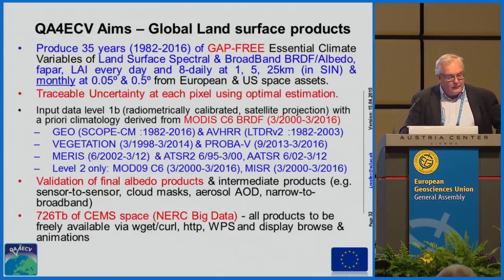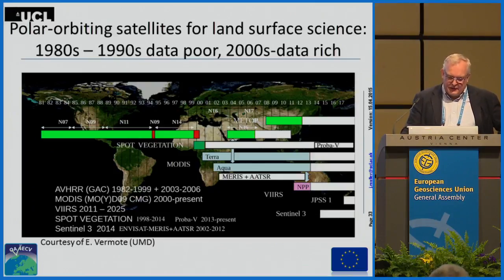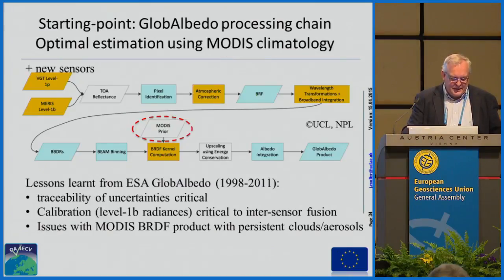So we have a new project from the European Union that's making a 35-year gap-free record of spectral and broadband BRDF, albedo, FAPAR and LAI from a whole variety of different sensors, which are shown here, all the way from the 1980s, including all the geostationary ones, including all the polar orbiting ones. And we can do this because, of course, we now have access to the supercomputers and disk space and all the rest of it that we've dreamed about for 20 years.